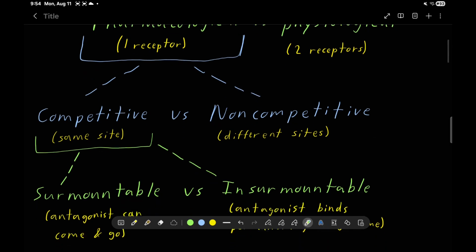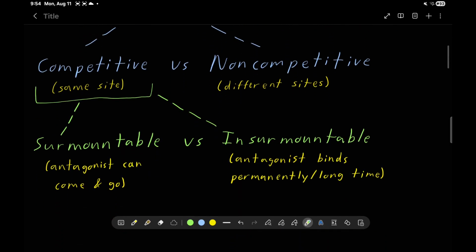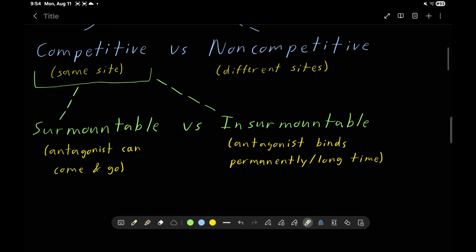So, competitive antagonism, remember, that's when your agonist and antagonist are competing to bind onto the same orthosteric site. So, if your antagonist is one that can bind to orthosteric sites without permanently getting attached, so it can come and go, then this antagonism is surmountable. By adding more agonist, you can outcompete and overcome this antagonism.